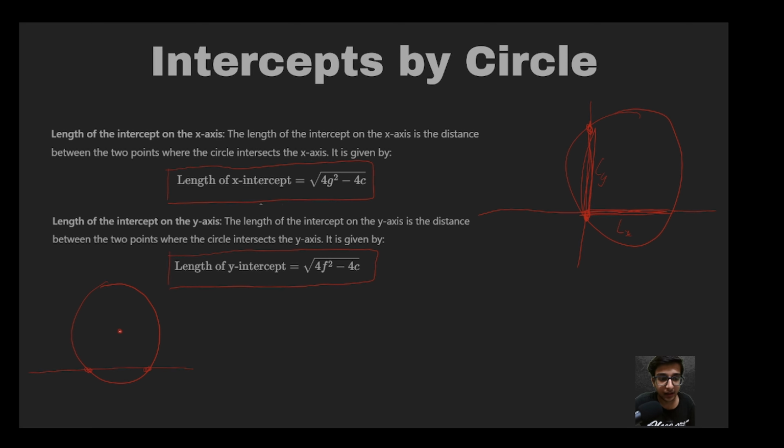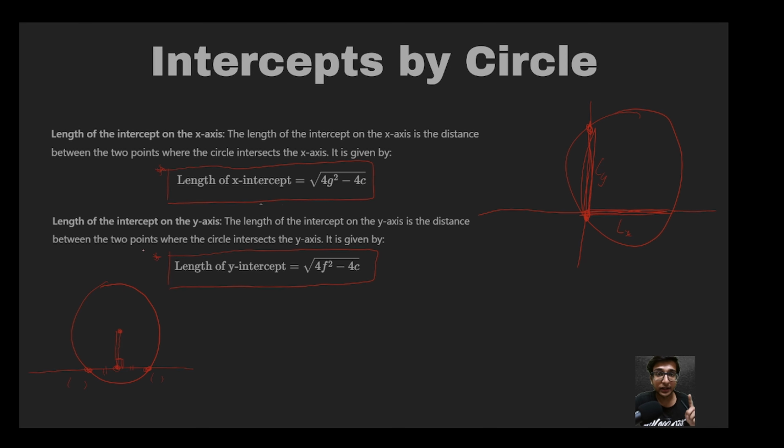This is my center. I hope you all remember I had taught you in the properties section that if I drop a perpendicular, then this line is always equal to this line. I know what these points are on the x-axis. I can simply find out using the midpoint formula this point and then find out the distance. So that is how I generally find out the length of x-intercept. Again, these are things that you need to remember.